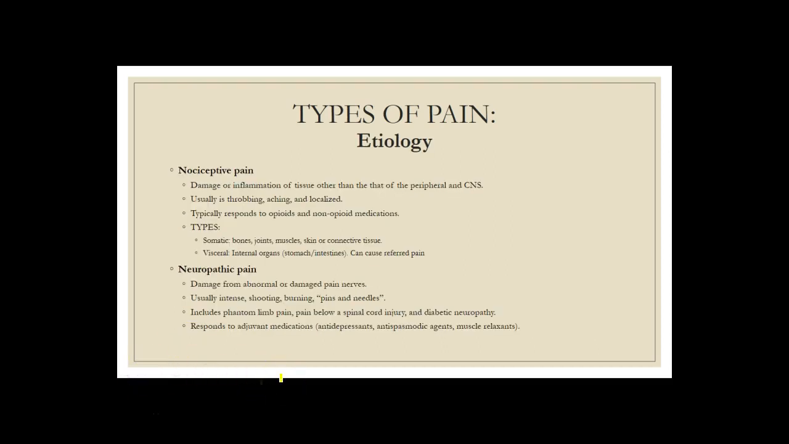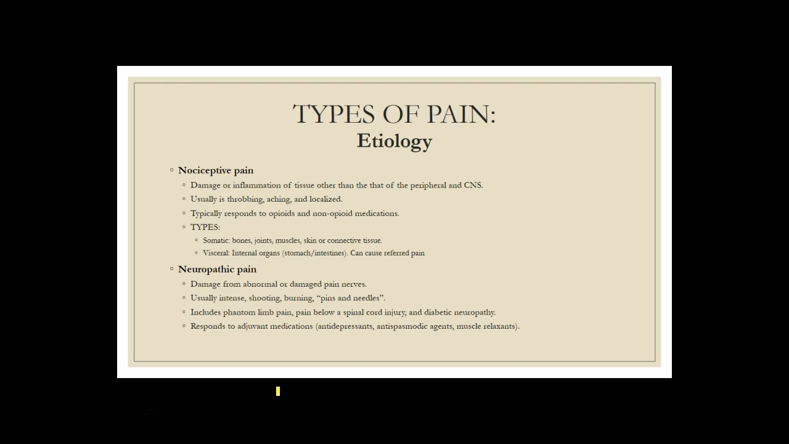The type of pain, the etiology: basically, where is the pain stemming from? Nociceptive pain can be damage or inflammation of tissue other than that of the peripheral or the central nervous system. A patient will usually describe it as throbbing, aching, and localized. It usually responds very well to opiates and non-opiate medications. Types would be bone pain, joint pain, muscle or skin or connective tissue, visceral, internal organs, stomach, intestines, and it can also cause referred pain.